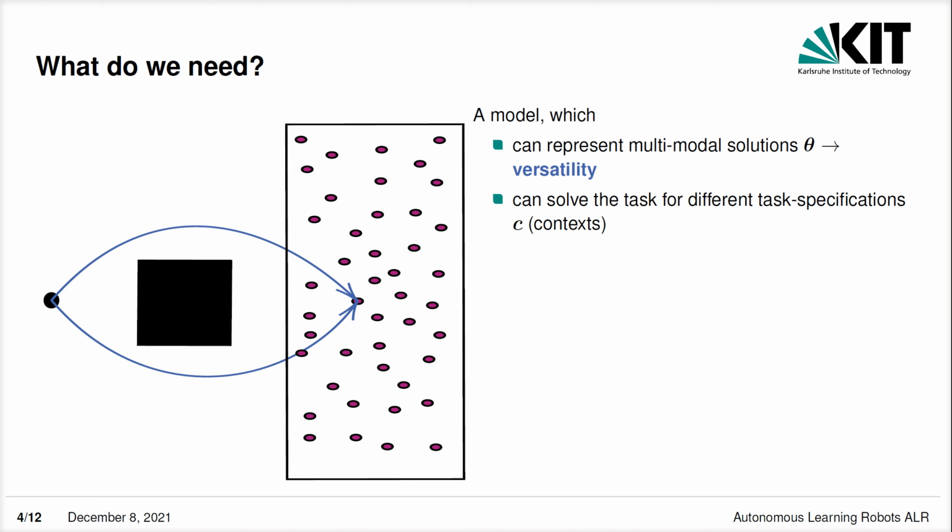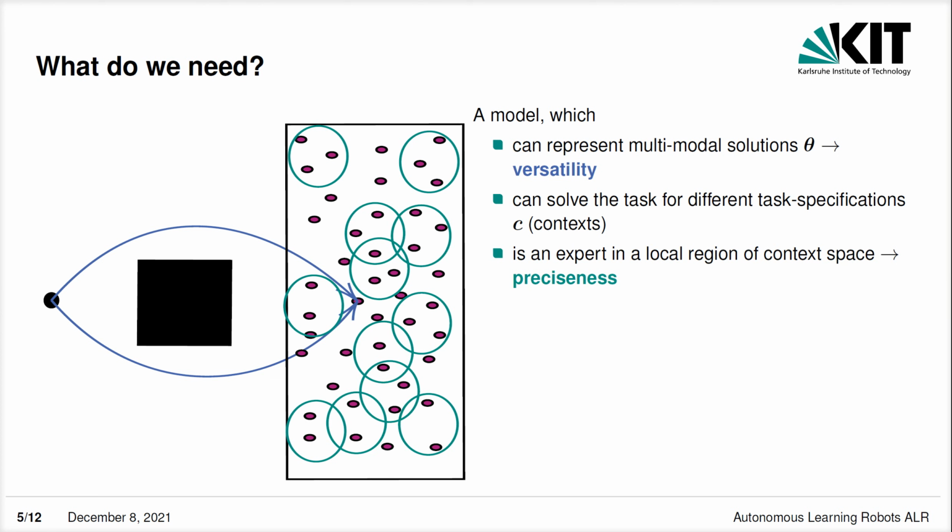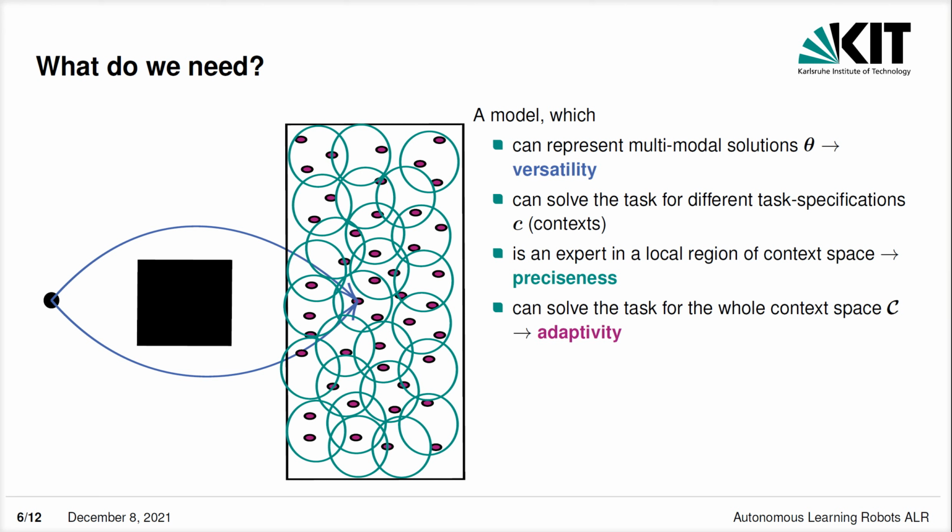Ideally, we expect the model to be able to solve the task for different task specifications. But at the same time, we need to enforce that our learned solutions are precise. This means our model should be an expert in a local region of the context space, which is marked as circles in the left image. One context here specifies the target to reach. Given our local experts, our model needs to be able to cover the whole context space and therefore be highly adaptable.